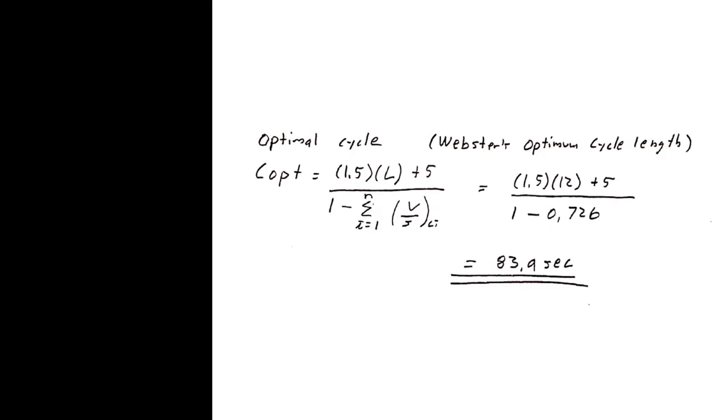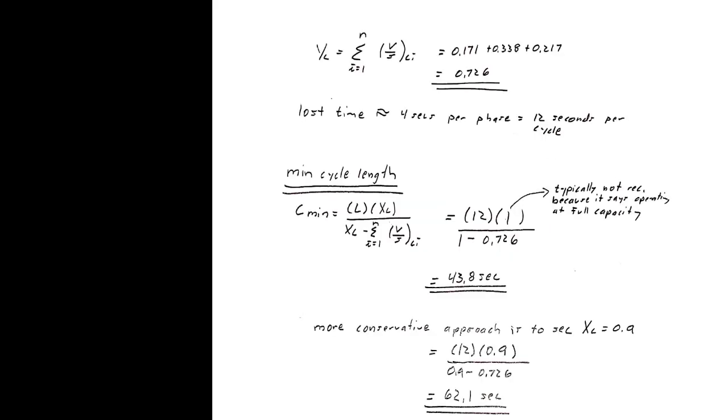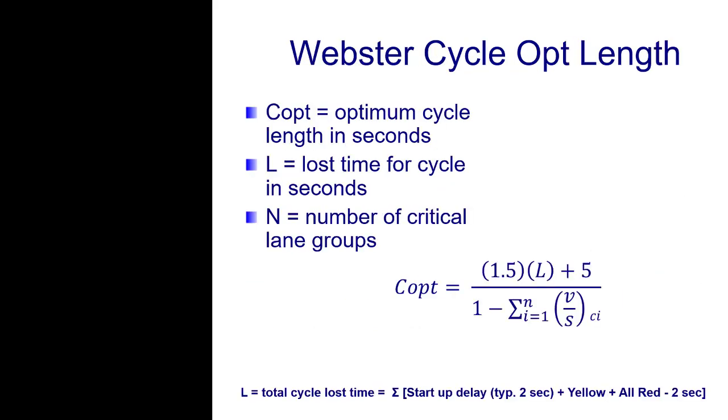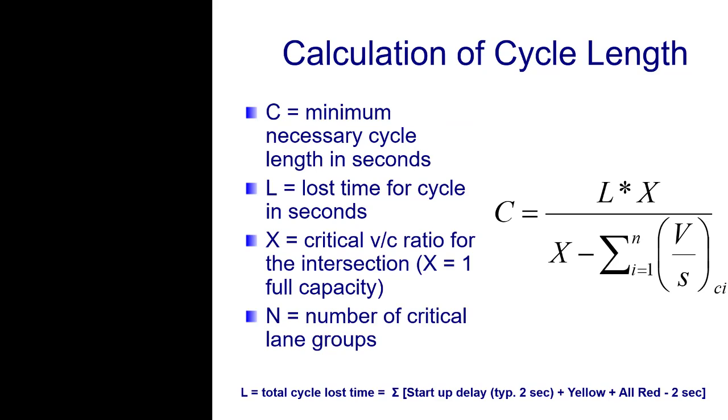Optimal cycle time. Webster's optimal cycle length equals 1.5 times L plus 5 over 1 minus the summation of your critical groups, which equals 83.9. So your V/S critical groups are what you see at the top here, which is the same as what you have here for your V/S critical summation.